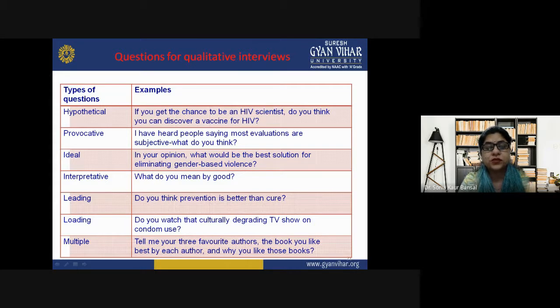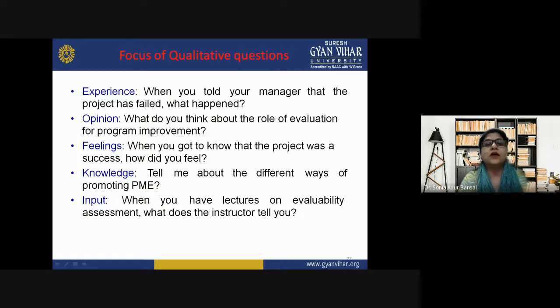Now, next students, let's talk about the focus of qualitative questions. When we are asking questions of our observant, or the person whom we are observing or interviewing, we are focused on a few aspects. They may be experience, opinion, feelings, knowledge, and input.